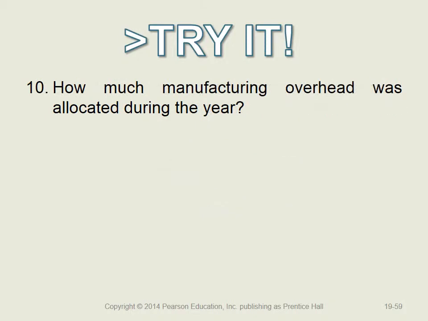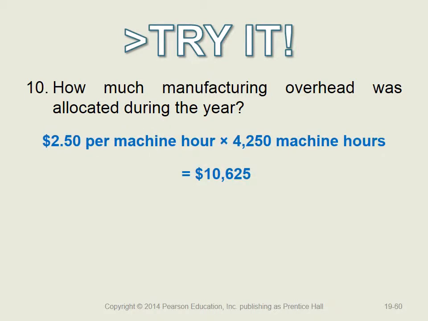How much manufacturing overhead was allocated during the year? $2.50 per machine hour times 4,250 machine hours, for a total of $10,625 allocated during the year.